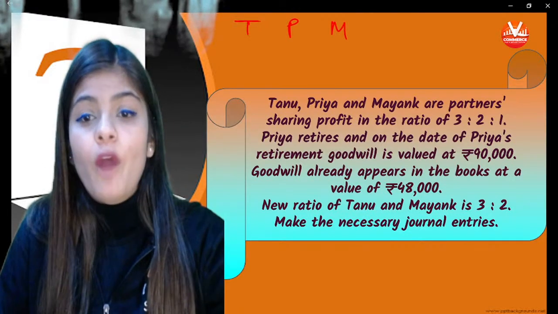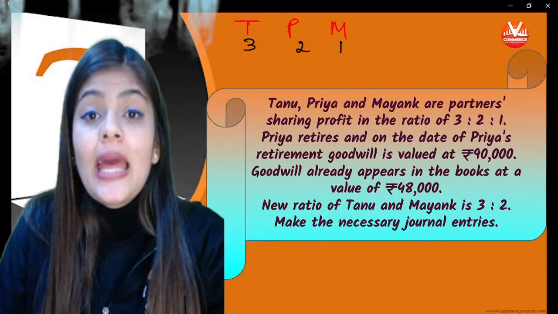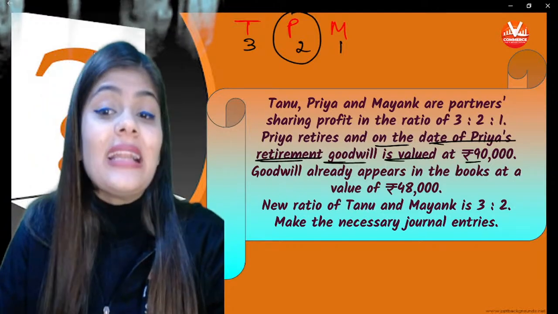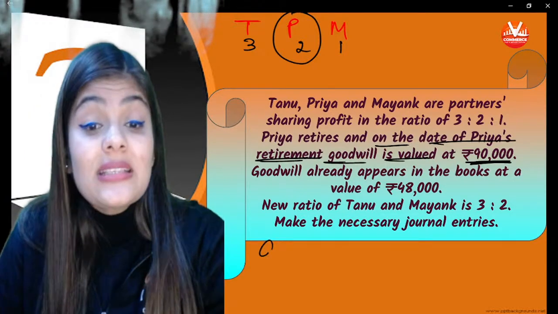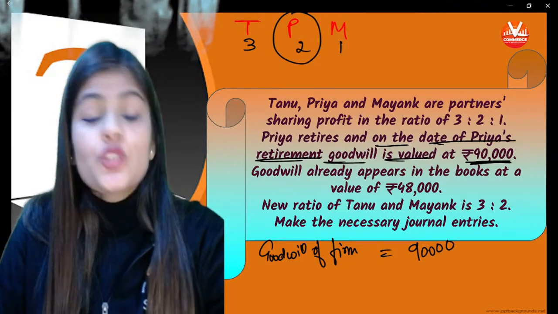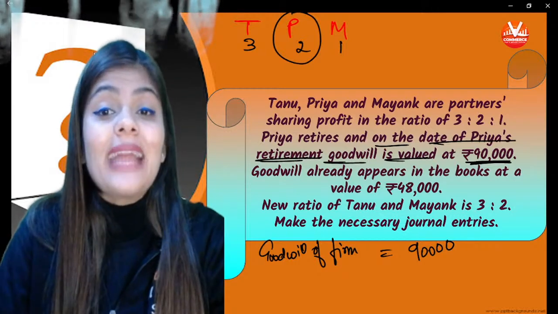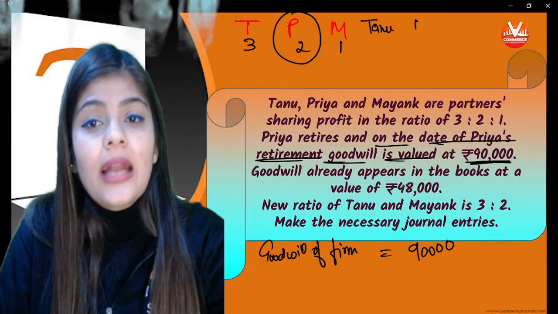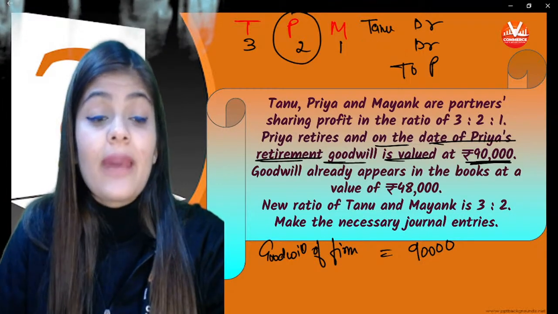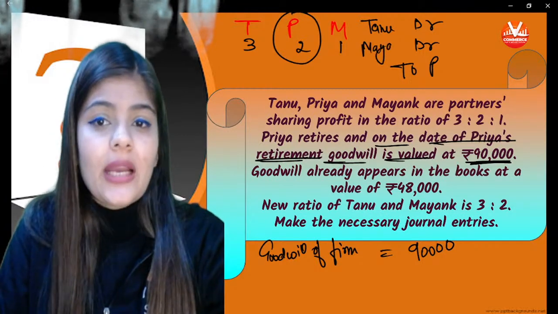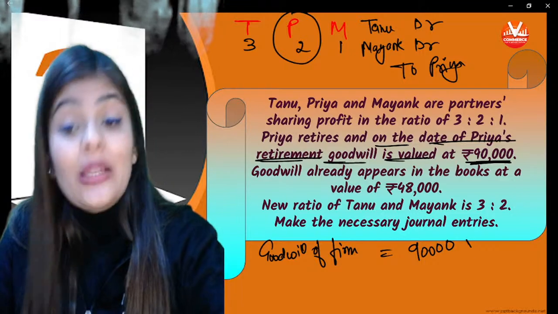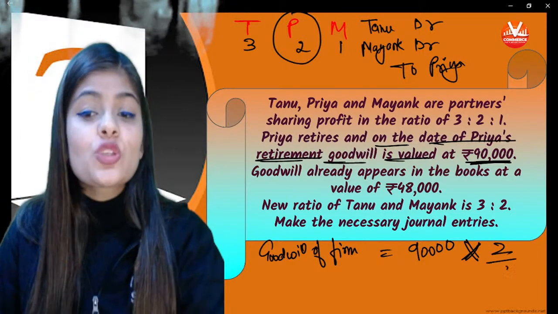Tanu, Priya and Mayank are partners sharing profits in the ratio of 3:2:1. Now Priya retires and on the date of Priya's retirement, goodwill is valued at 90,000. This is goodwill of the firm, 90,000. So for this goodwill, you will pass the journal entry: remaining partners' capital account debit to retiring partner. Tanu capital account debit, Mayank capital account debit to Priya. This is goodwill of the firm. So in 90,000, you will calculate the share of retiring partner, that is 2/6.